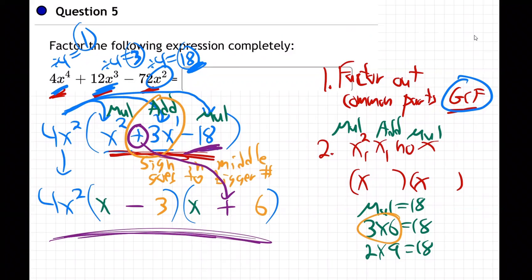How do we know we're done? Well, these guys are just x to the first power. They can't go down any further. So we are done with this. So what do we do?